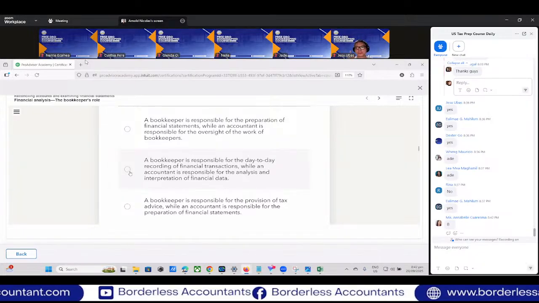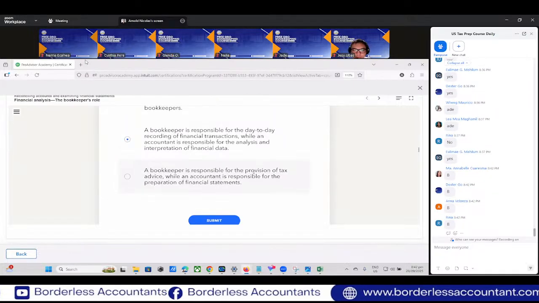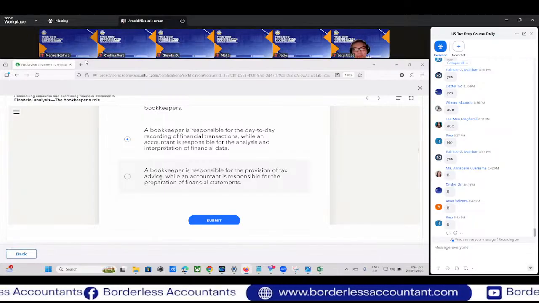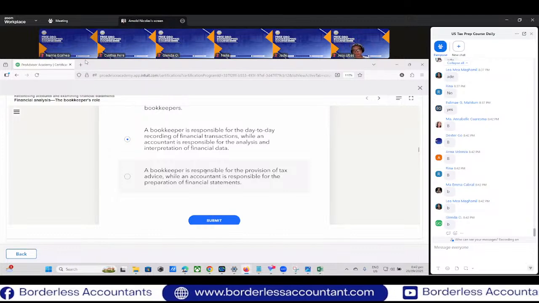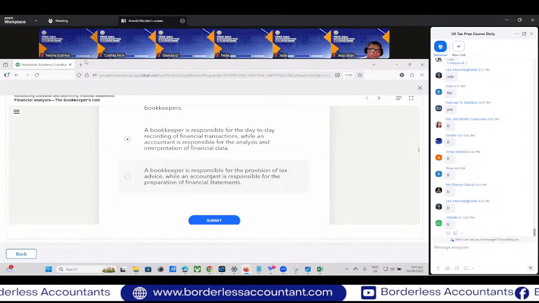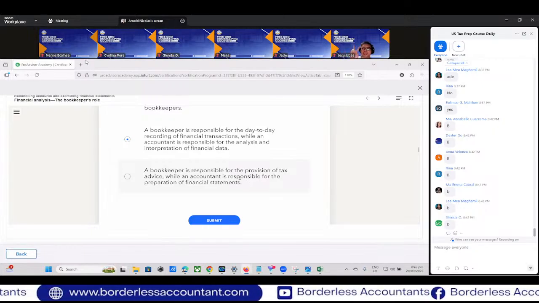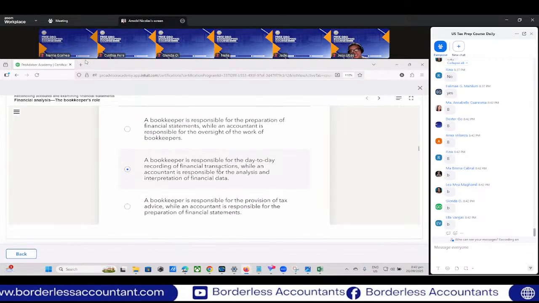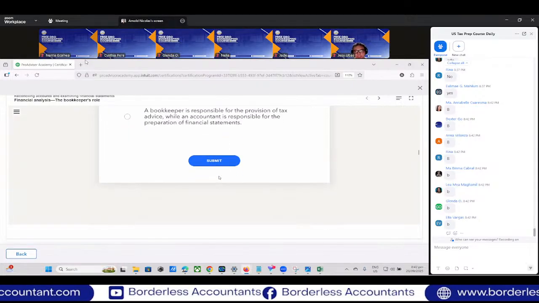So this is true. The third option, a bookkeeper is responsible for the provision of tax advice. So that's wrong. Again, bookkeepers don't do that, while an accountant can do it. And accountant is responsible for the preparation of FS. No, the bookkeeper does the FS in this case. So the second option is the correct one.